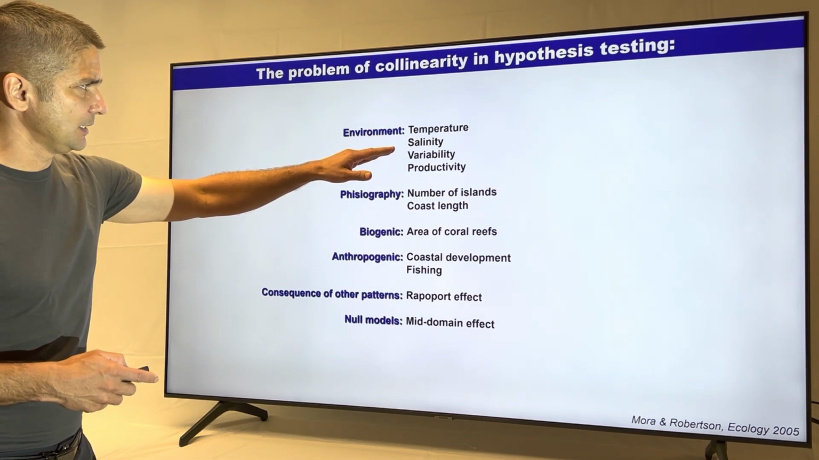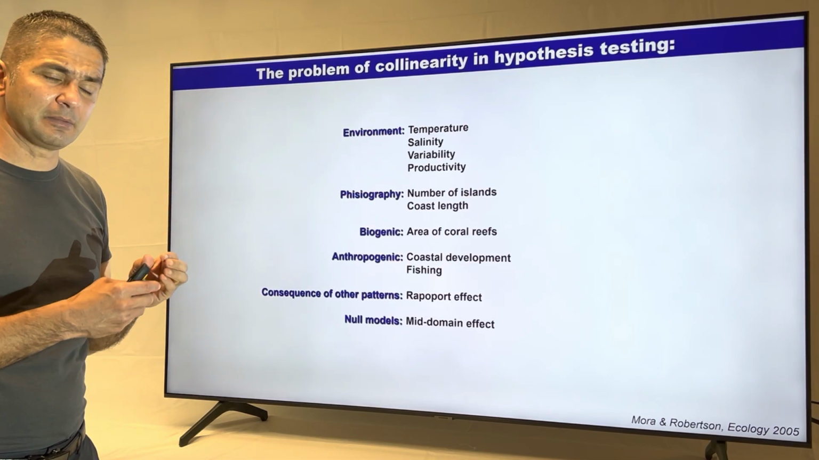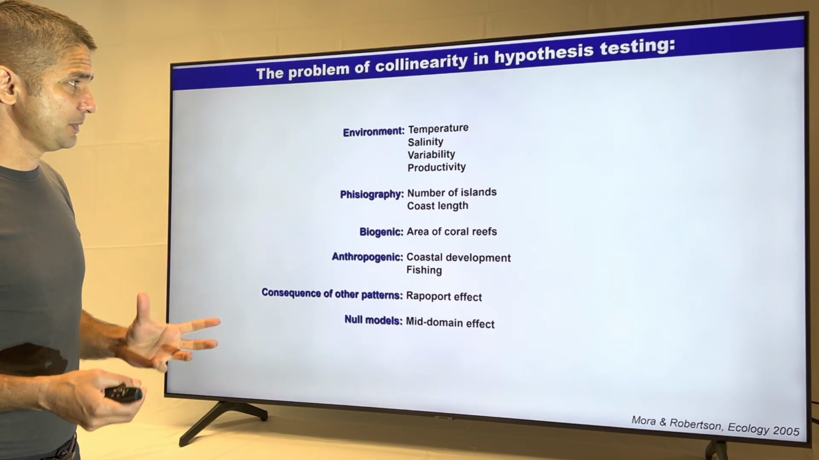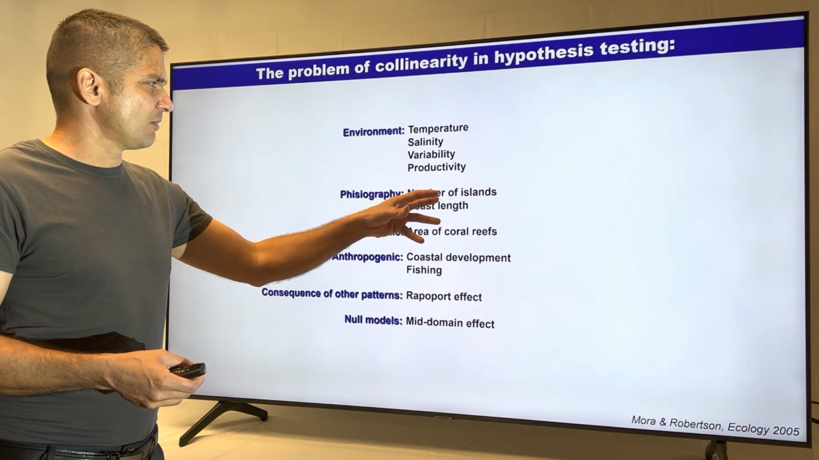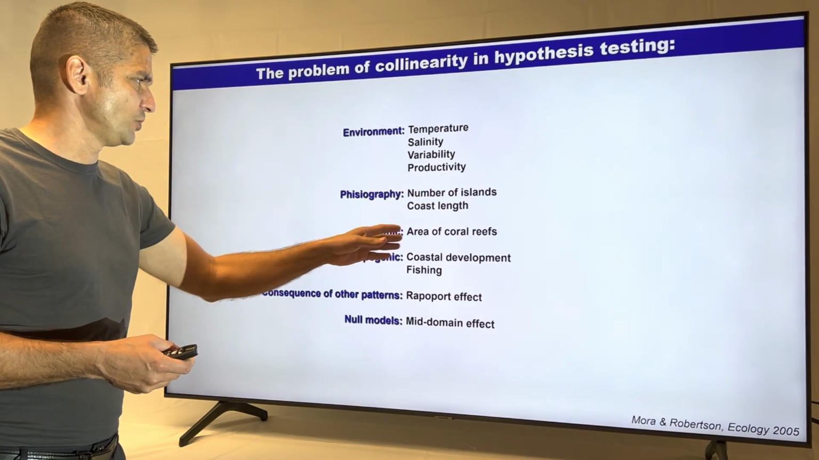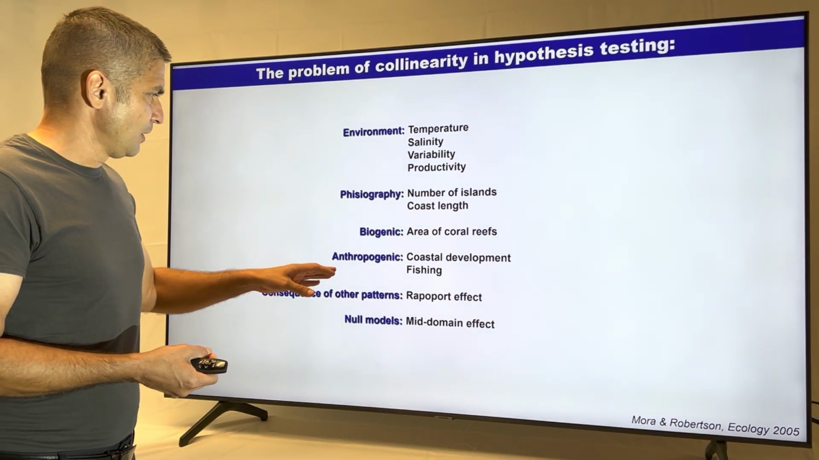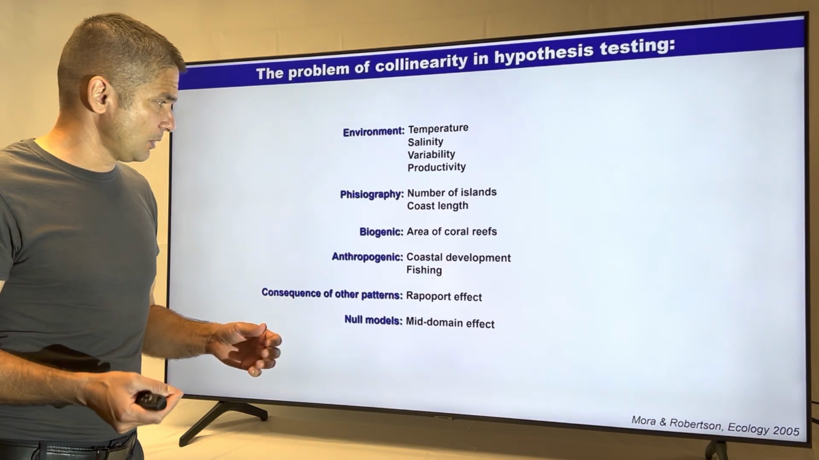We had temperature, salinity, variability in temperature, productivity. Again, these are variables as they relate to environment, and the reasoning there is that the environment is an important factor determining how many species get to be in a given place. We also had physiographic factors like the number of islands and the coastline length. We have biogenic factors like the amount of coral reefs that provide substrata for fish. We had anthropogenic factors as well, thinking that maybe humans can increase or decrease the richness.